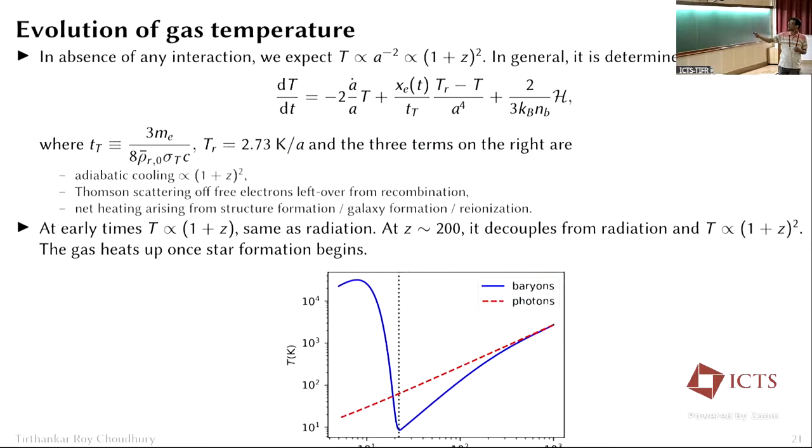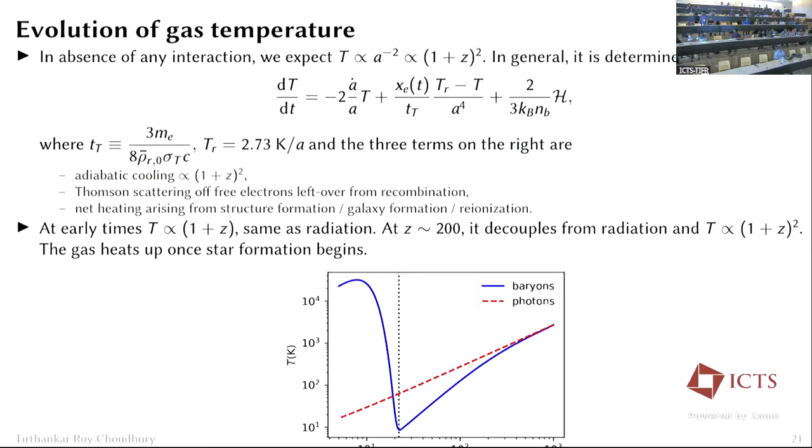After that, it is the 1 by a squared term which dominates, so the temperature falls. This last term encapsulates any other heating and cooling processes which occur, particularly because of structure formation. So after the first stars form, this is the term which will dominate.